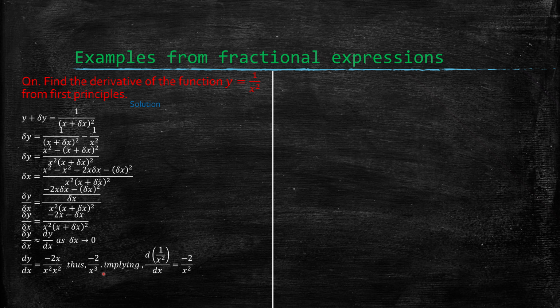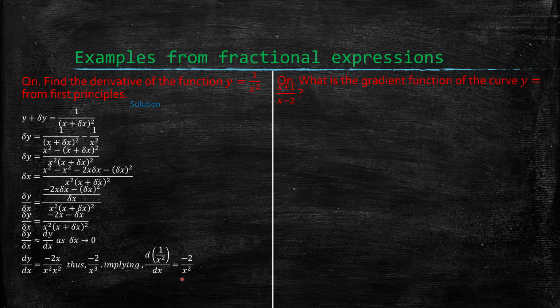And this implies that our expression is now going to become negative 2 over x cubed. Why? Because one of the x's here is going to go with the one on the numerator, such that we remain with this expression, implying that d into brackets 1 over x squared with respect to x is going to be approximating to that, and that marks our final answer.